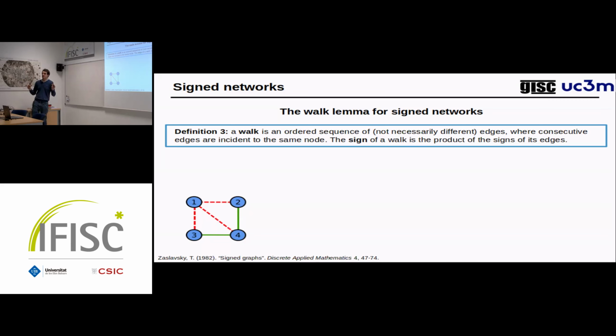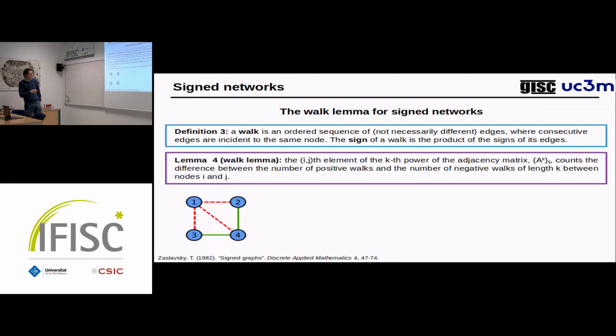This is capturing the idea that we intuitively have that the enemy of the enemy is my friend, which is minus times minus is plus. So two negative edges form a positive walk. And this lemma, which is a very powerful tool, tells us that the k-th power of the adjacency matrix counts the difference between the number of positive walks of length k between two nodes and the number of negative walks of length k between the same two nodes.